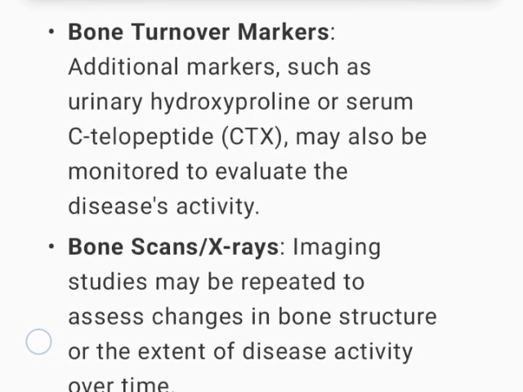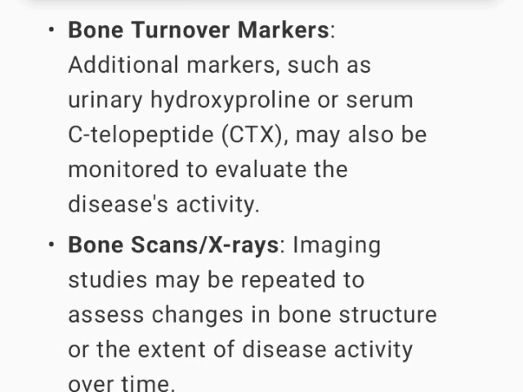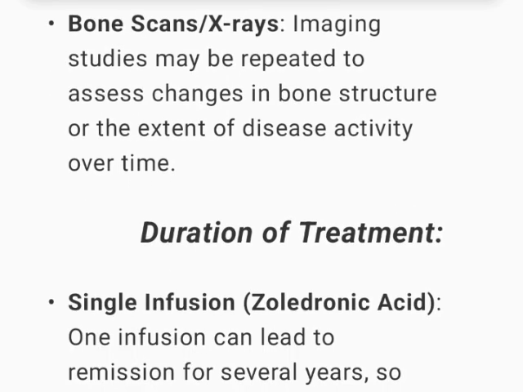Bone turnover markers. Additional markers such as urinary hydroxyproline or serum C-telopeptide, CTX, may also be monitored to evaluate the disease's activity. Bone scans, X-rays. Imaging studies may be repeated to assess changes in bone structure or the extent of disease activity over time.